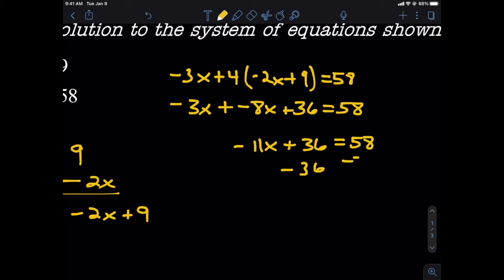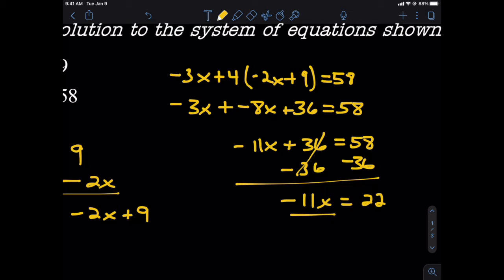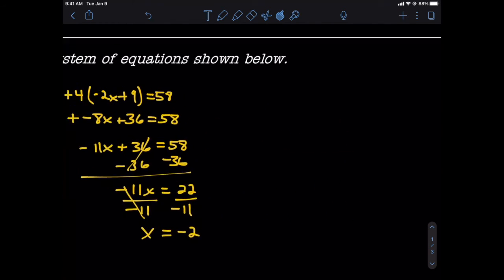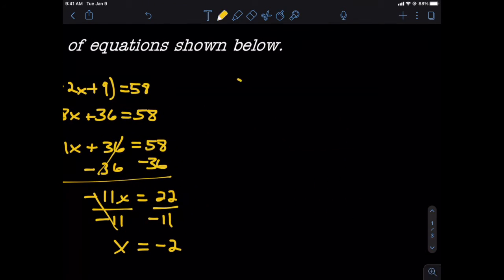Now solve for x. Subtract 36 from both sides. These 36s cancel out. 58 minus 36 is going to equal 22. And then we need to divide both sides by the negative 11 to get x all by itself, which gives us x is equal to negative 2. This is half the information we need for our final answer here, so we're going to take this negative 2 and plug it in for x into the equation we found in step 1, and that's going to give us our y value. Let's put our money where our mouths are.